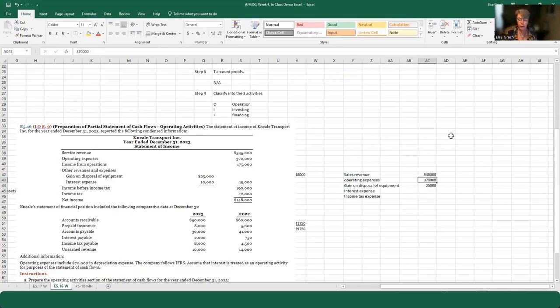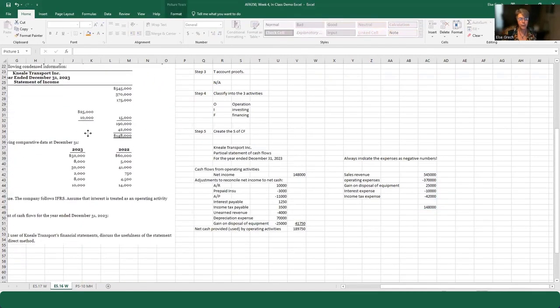Now remember, and I should put a little note here because I forgot, always indicate the expenses as negative numbers. That's really, really important, and I didn't do that here. Negative 370. Gain is positive. Interest expense is negative, so that's negative 10,000. Income tax expense is negative 42,000. If I add this all up, it should end up being equal to net income, 148, it is. So now I know it's equal to net income. I can put this aside.